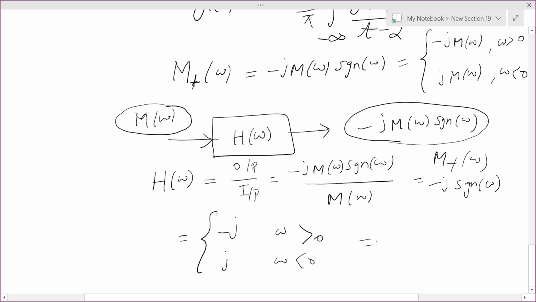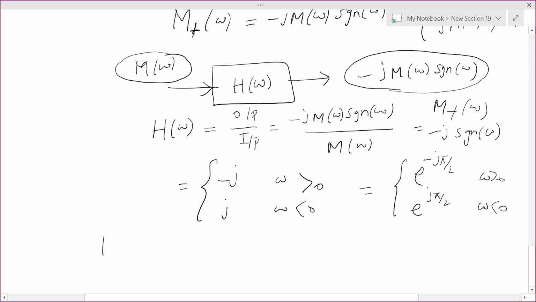This we can write as minus j for omega greater than 0 and j for omega less than 0. This can be written as e to the power minus j pi by 2 for omega greater than 0, and e to the power j pi by 2 for omega less than 0. So hence it follows that this Hilbert transformer, in the frequency domain, has magnitude 1 and its phase is minus pi by 2 for omega greater than 0 and pi by 2 for omega less than 0.